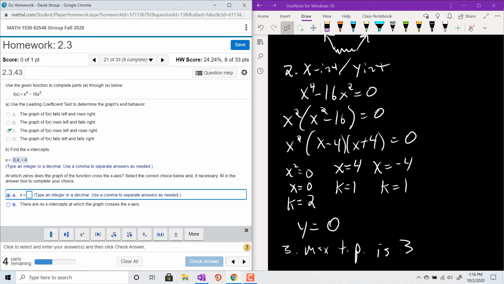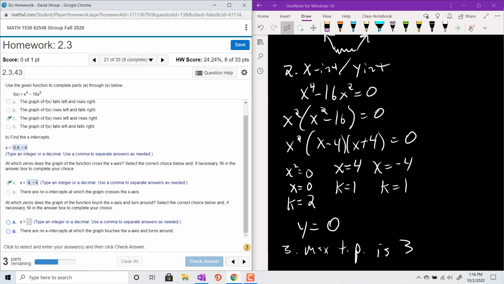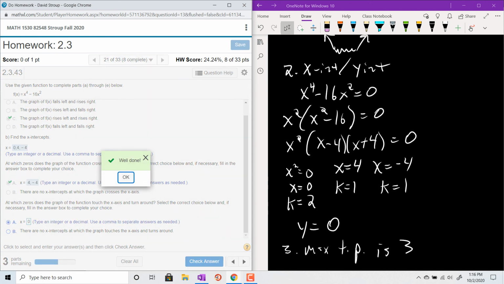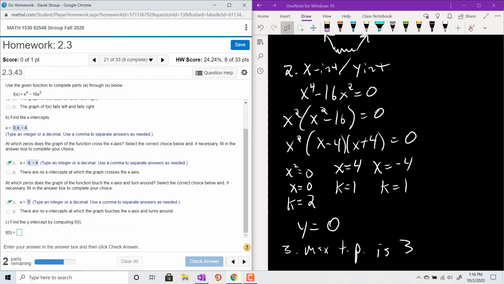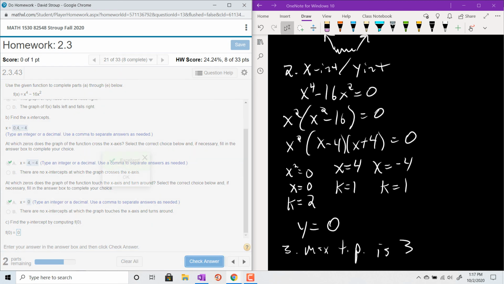At which zeros, so this is the multiplicity question. At which zeros does the graph cross the x-axis? So that's going to be at 4 and negative 4, because their multiplicity is odd. Where does it bounce off? So that's at 0, because the multiplicity was even. Find the y-intercept. We did that already. That's just 0.